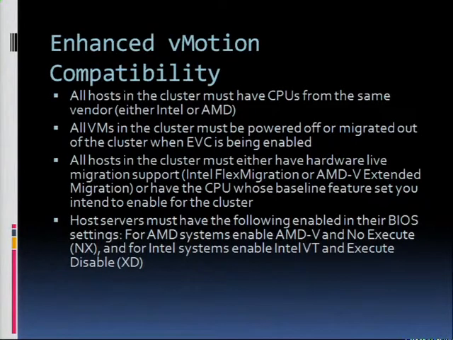And then all hosts in the cluster must have hardware live migration support, which is Intel FlexMigration or AMD-V Extended Migration, or have a CPU whose baseline feature set you intend to enable for that cluster. Host servers must have the following enabled in their BIOS. For AMD, you have to use AMD-V and No Execute, and for Intel, VT and Execute Disable.